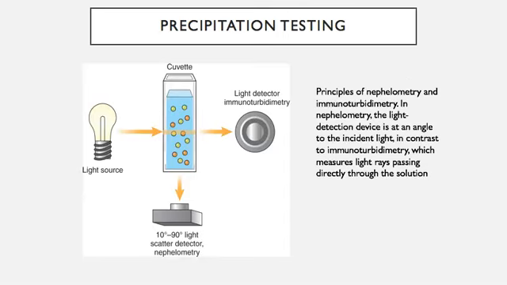Okay, so here's just a kind of a visual example of what's happening in either nephelometry and immunoturbidity. So you've got these particles that are in a solution, you've got your light source that's passing through that solution. So when it comes in contact with the particles, it's measuring that light, either the reflection of the light or the amount of light that's able to pass through the solution.